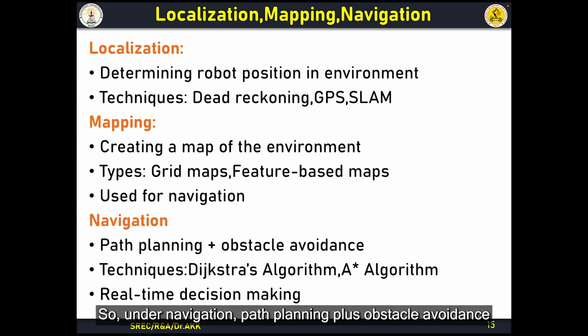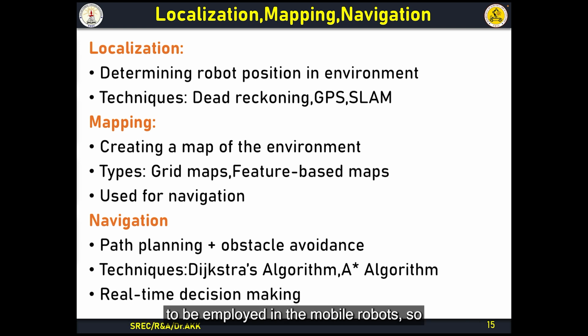So under navigation, path planning plus obstacle avoidance is employed in mobile robots, so that without hitting any obstacle, the robot reaches its final destination. For this, Dijkstra and A-star algorithms are employed. So obviously navigation is for the real-time decision making aspect.